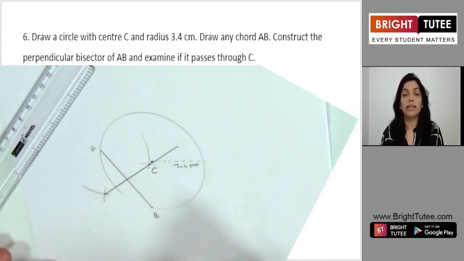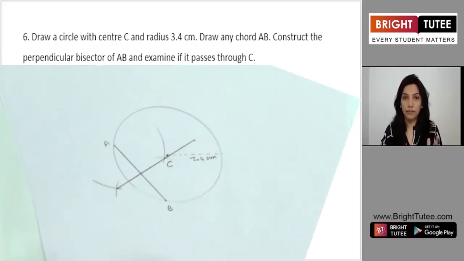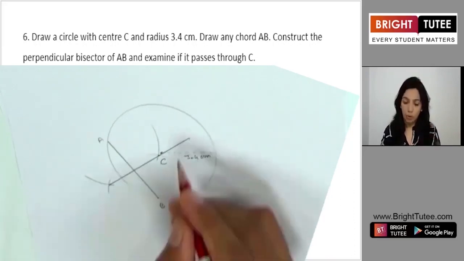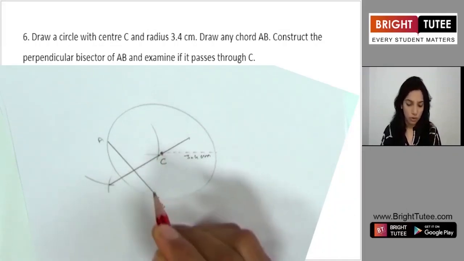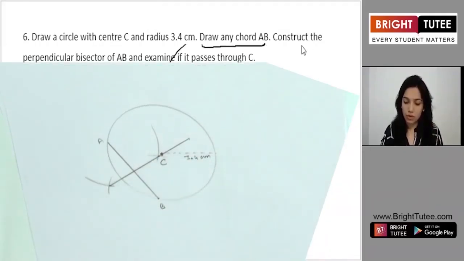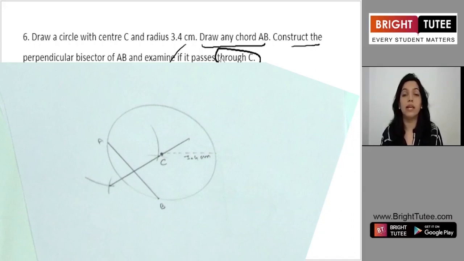So what you notice is that every time you are drawing a chord on the circle and when you are joining the perpendicular bisector of this chord, it will always intersect the point C. Okay, very important observation. Then they were asking us to draw any chord AB and then construct the perpendicular bisector of AB and then examine if it passes through C. So the answer is yes. It will always pass through the center C. Okay. So very important thing. Now I want you to be careful. No matter where you are drawing A, it shouldn't be that it needs to be standing exactly like this horizontally above C. No.